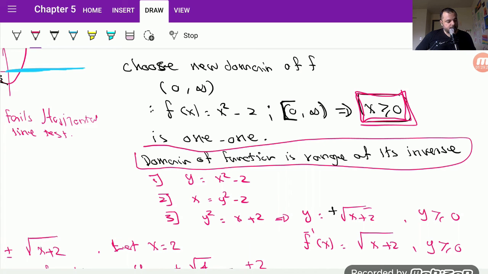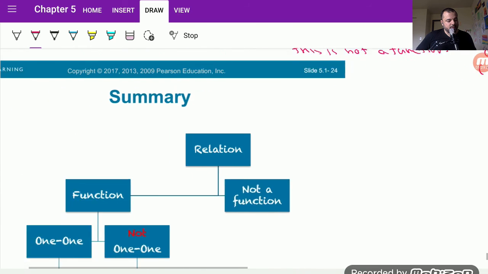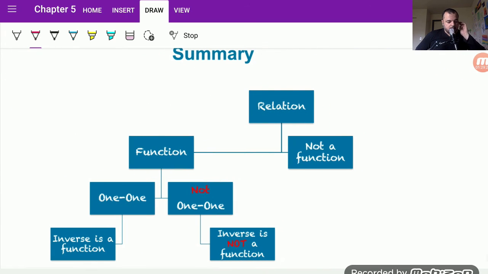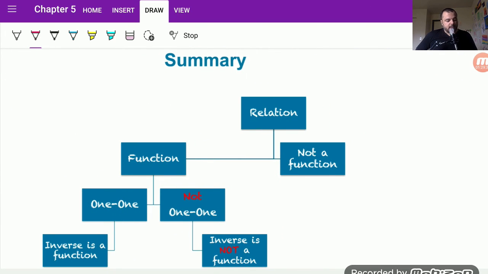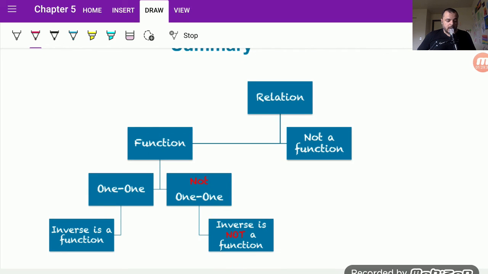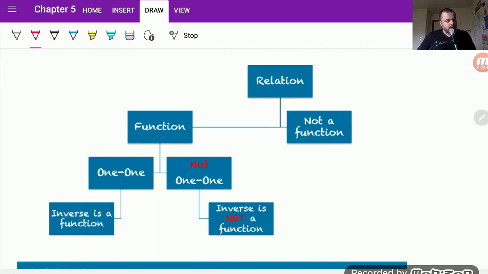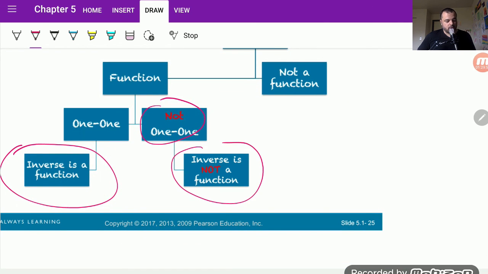And this is everything for today. And the last idea I'm going to summarize. Sometimes you have a relation. The relation can be a function and can be not a function. Now we care about the case when the relation is a function. When the function is 1 to 1, the inverse is a function. When the function is not 1 to 1, the inverse is not a function. What can we do when the function is not 1 to 1?